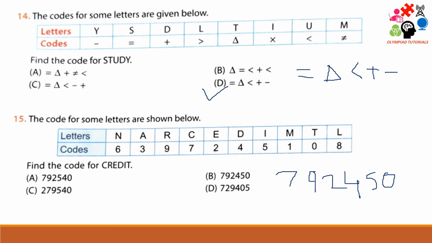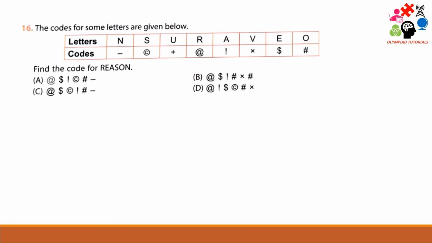792450. So here option number B, 792450, this is your correct answer for the code credit. Question number 16, the codes for some letters are given below. So you have to find the code for reason.